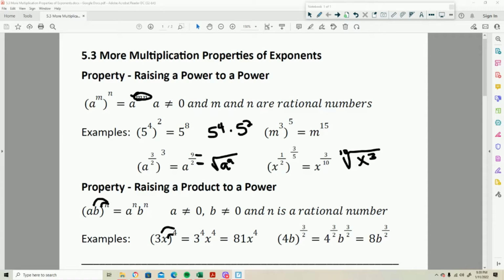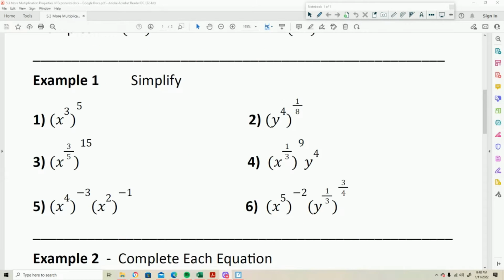3 to the 4th is 81. Okay, here we have 4b to the 3 halves. Basically, again, distributive, you just distribute that. You get 4 to the 3 halves and b to the 3 halves. The b to the 3 halves stays the same, but the 4, we're going to take the square root of 4, because that's what that says to do, and that's 2. Then we cube it. 2 times 2 times 2 is 8, and that's where we get that. Okay, and that's an intro to what we're learning. In example 1, we're simply simplifying.